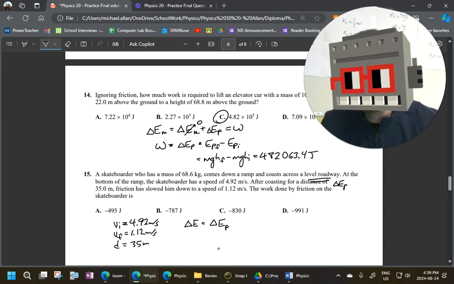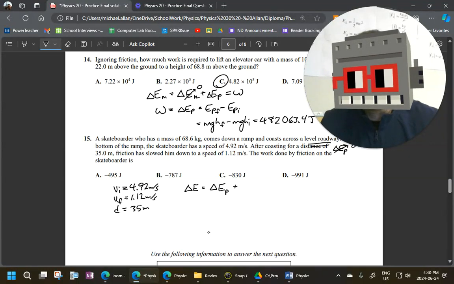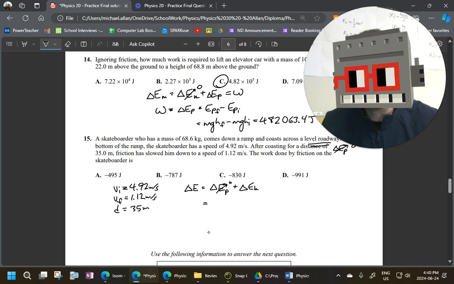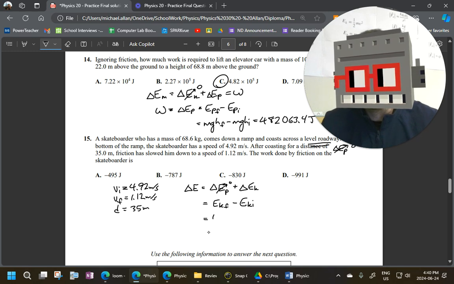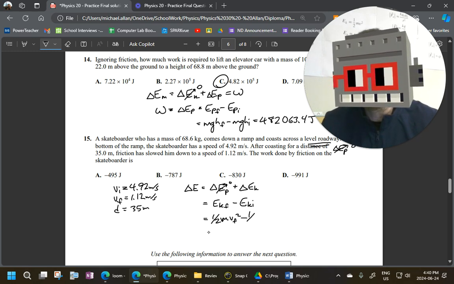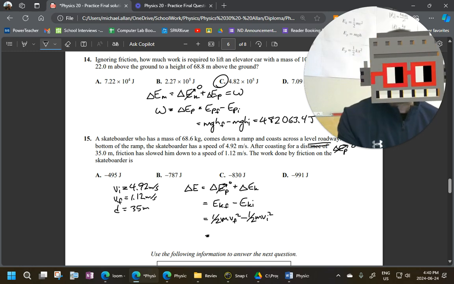So my delta EP is 0, then the only thing changing here is my kinetic energy. So that's going to be 0. I just have to find my final kinetic energy minus my initial kinetic energy, 1/2 mv_f squared minus 1/2 mv_i squared. You just do that calculation really quickly here.